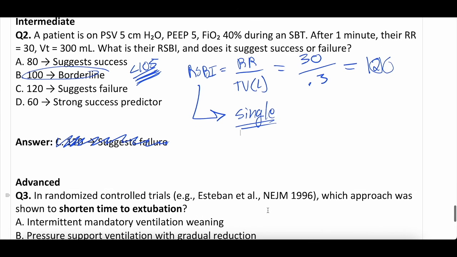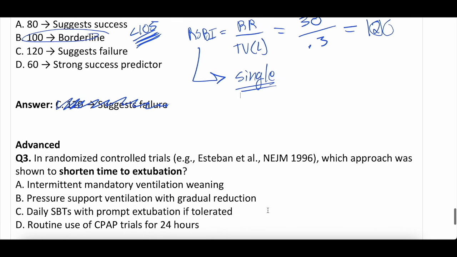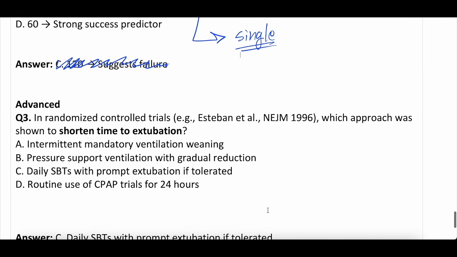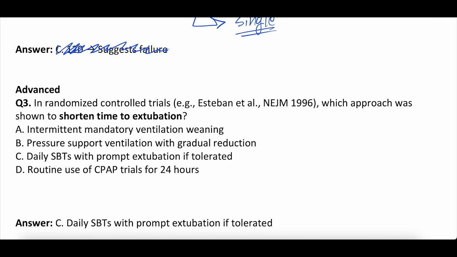And then last question, question 3, advanced. In randomized controlled trials, which approach was shown to shorten time to extubation? A, intermittent mandatory ventilation weaning. B, pressure support ventilation with gradual reduction. C, daily SBTs with prompt extubation if tolerated. D, routine use of CPAP trials for 24 hours. Correct answer is C, daily SBTs with prompt extubation.